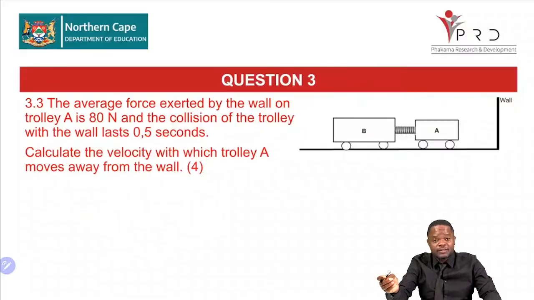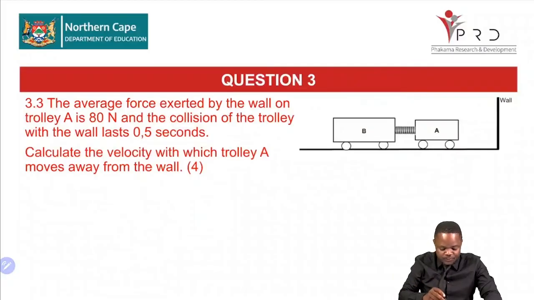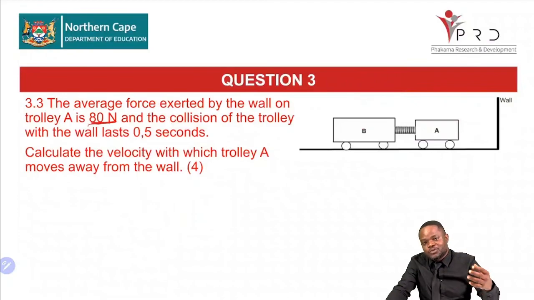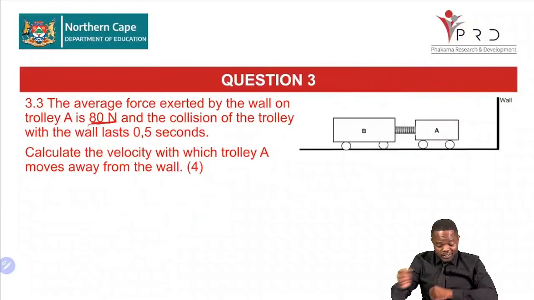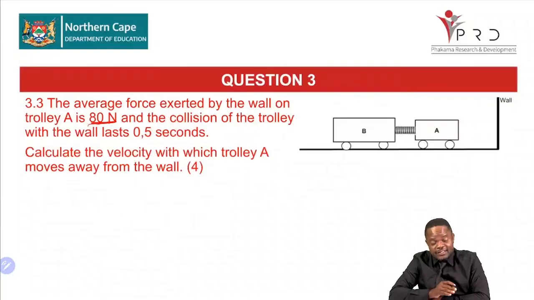Okay, we're saying the average force exerted by the wall on trolley A is 80 newtons. Now we're thinking of Newton's third law, action reaction. If an object A exerts a force on object B, then B will exert an equal but opposite force on object A. So already this is telling you something. Trolley A is exerting a force of 80 newtons. So what is the force that will be exerted by the wall on trolley A? It will be equal but opposite.